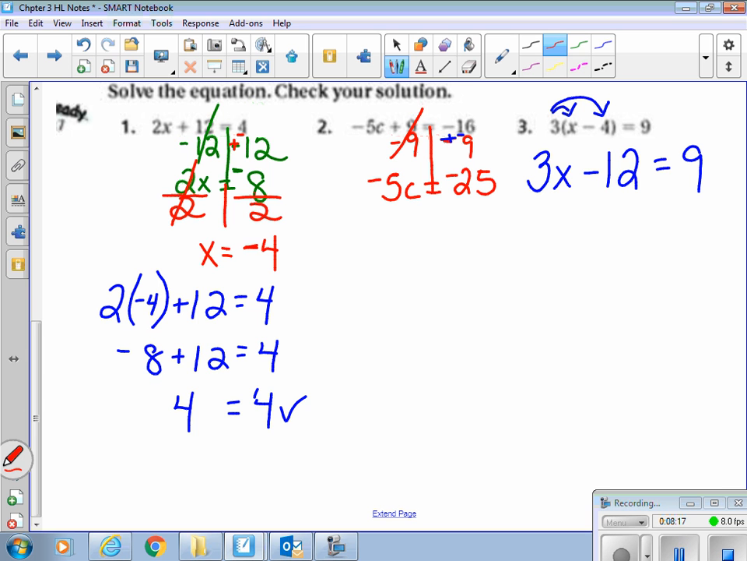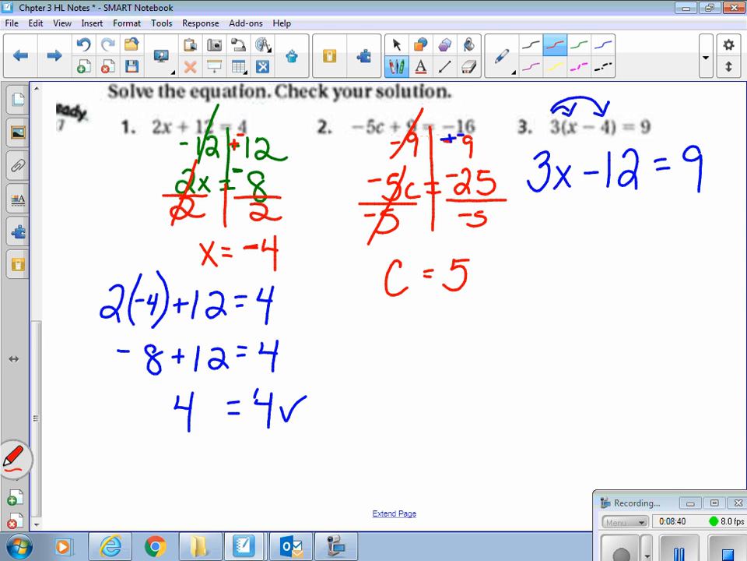Now we have to undo that multiplication of that negative 5, therefore we're going to divide both sides by negative 5. Negative 5 divided by negative 5 leaves me with a positive 1c, or simply c. Negative 25 divided by negative 5 leaves me with a positive 5. Signs are the same, your answer is always positive.